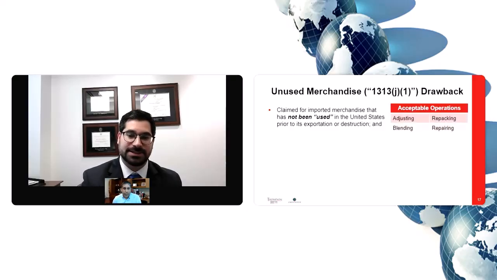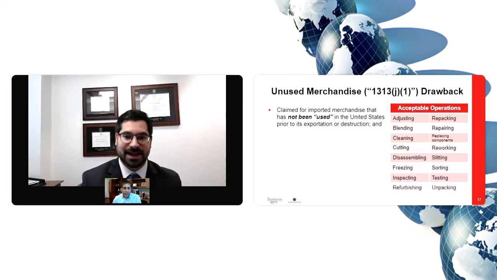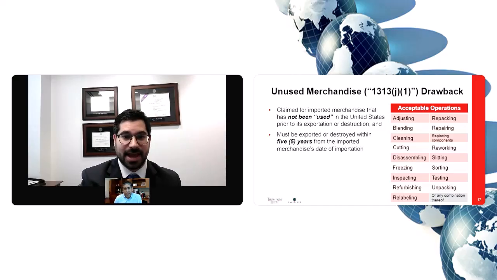There are 17 different incidental operations that are acceptable because they're really not going to change the character of the merchandise. I suppose you could say there are 18, or any combination thereof. But simply repacking that merchandise, cleaning it, sorting it, that's not really effectuating a meaningful change to the merchandise. So it still stays in this unused status. The catch, though, and we'll see this theme throughout, we've already seen this with rejected merchandise drawback, is that the imported unused merchandise has to be exported or destroyed within 5 years from the imported merchandise's date of importation.